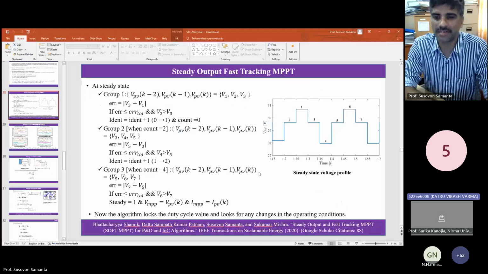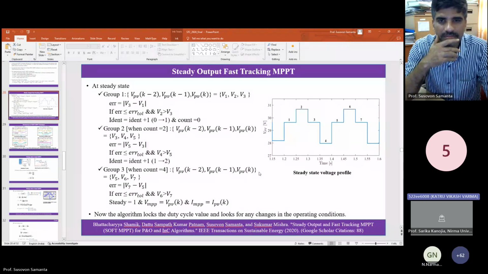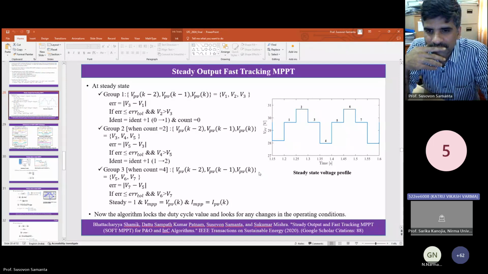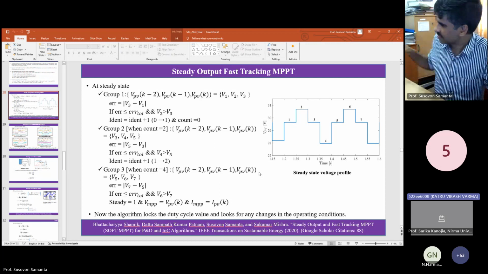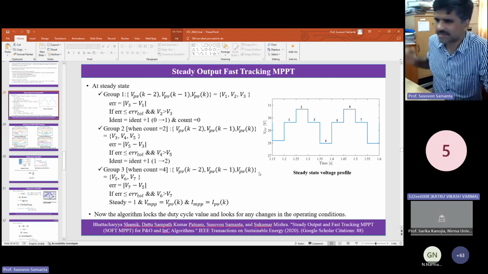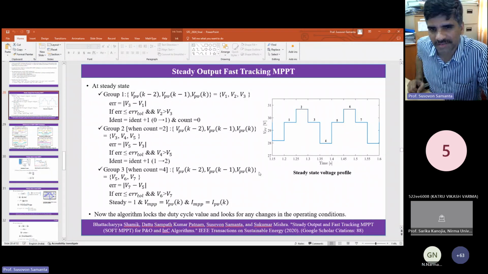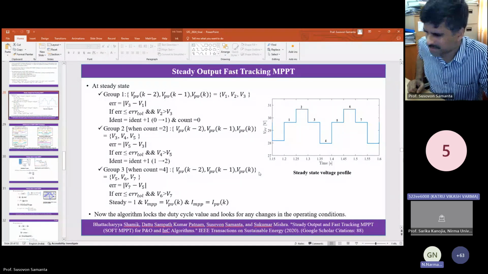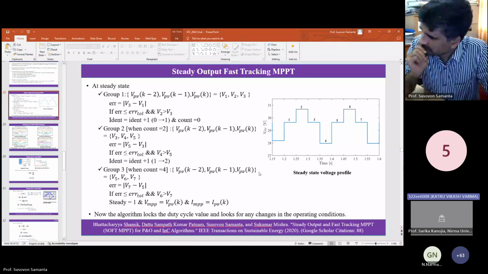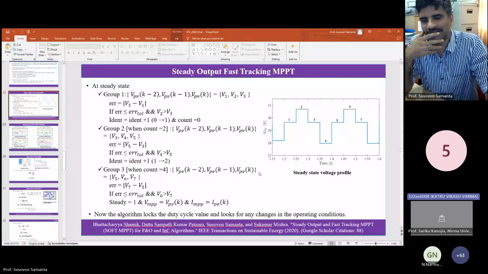Hello, sir. Yes. I just went through your Sustainable Energy paper on this soft MPPT. Sir, you have used the Arduino microcontroller, which has a 10-bit ADC, I guess. But what if it is a 12-bit ADC or a 16-bit ADC? It can take more samples now, sir. Now we can reduce the duty ratio also, I mean the step size. What are your thoughts on it?